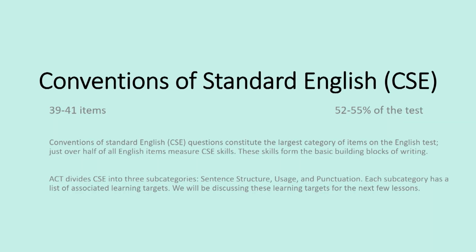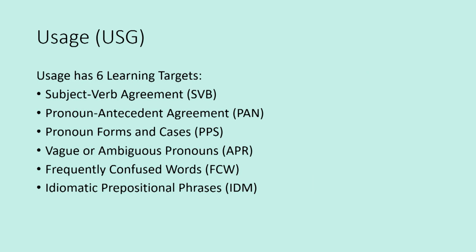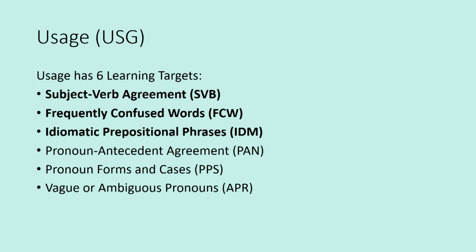In each of these Conventions of Standard English, you have several categories and subcategories. We just finished one of the categories, sentence structure. Now we're going to be looking at usage. Usage has 6 learning targets: subject-verb agreement, pronoun-antecedent agreement, pronoun forms and cases, vague or ambiguous pronouns, frequently confused words, and idiomatic prepositional phrases. Today, we're going to be looking at subject-verb agreement, frequently confused words, and idiomatic prepositional phrases.